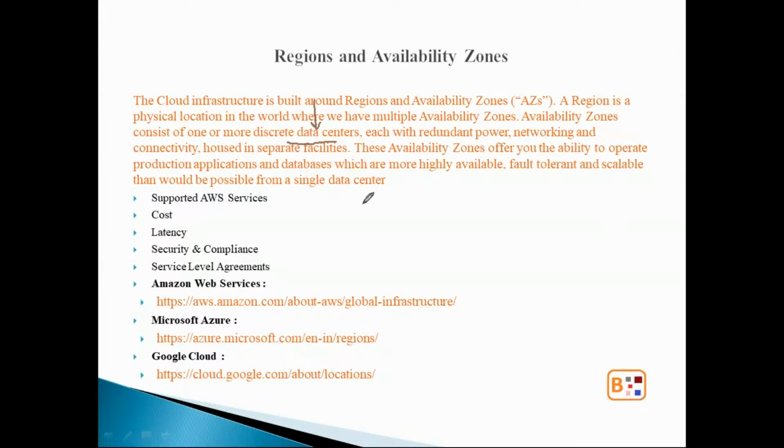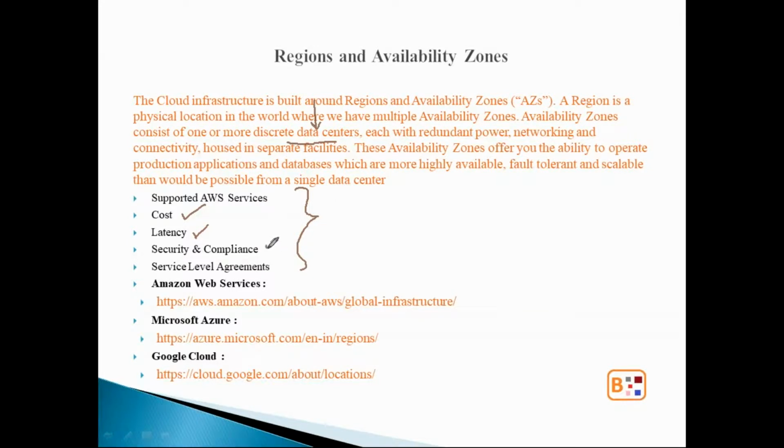As an architect in your organization, you have to keep five very important points in mind. First, supported AWS services: every service is not available in every region, so you have to identify which service is available in which region. Second, you have to make your infrastructure inexpensive. Third is latency: your environment should have very low latency and high speed, so you have to take care of the speed of your application and other services.